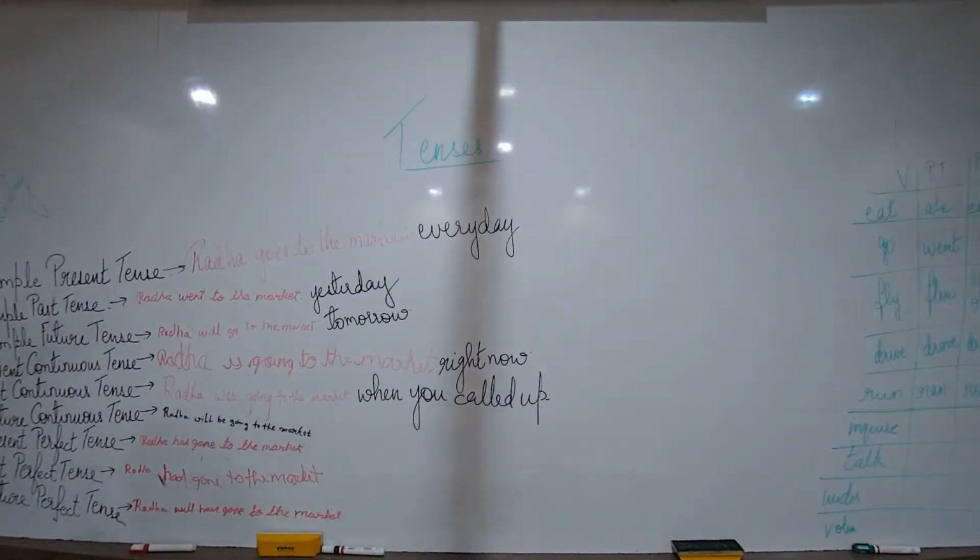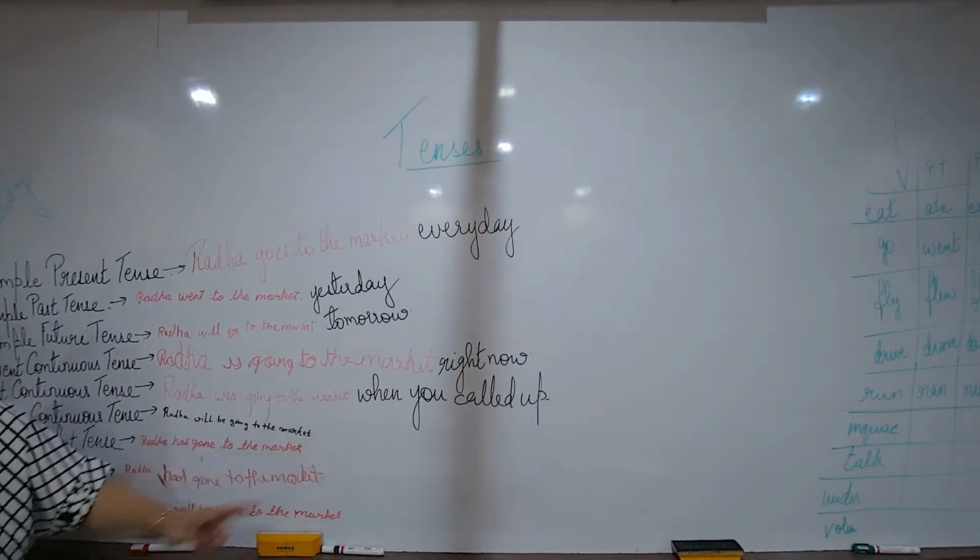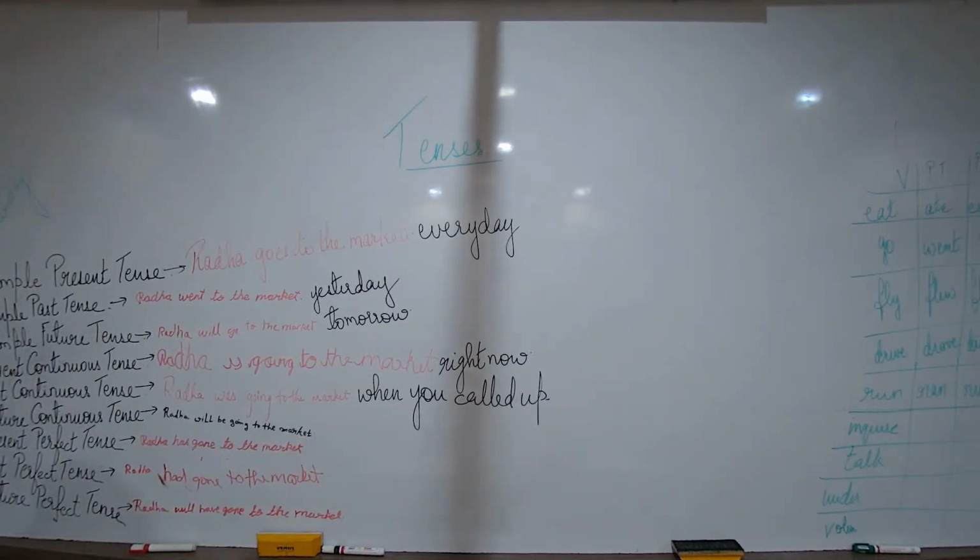Then I have something like future continuous tense. Radha will be going to the market at 6 p.m. tomorrow. When I want to be very precise, you see the difference between I will go to the principal's office tomorrow and I will be going to the principal's office at 10 a.m. tomorrow. कहाँ पर आपको ज़्यादा श्योरिटी आ रही है कि ये काम होगा?